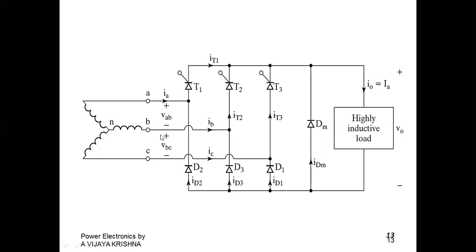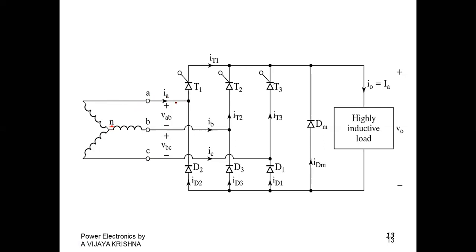Here, if you consider phase A to be excited, suppose we are getting supply voltage VAN. Why? Because the neutral is also here. With respect to the neutral point we are getting VAN. This is the line to line voltage here.